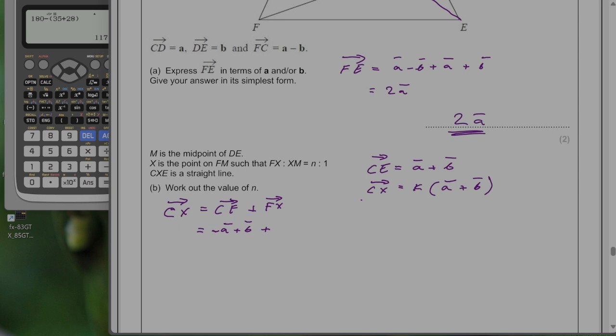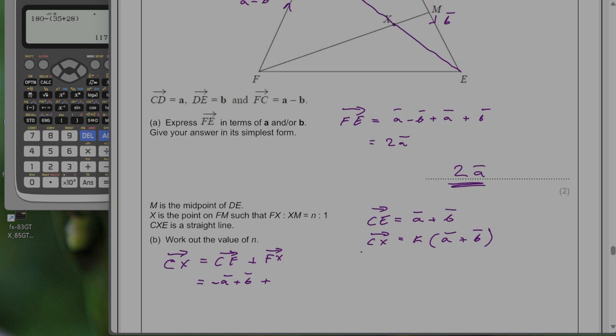And then we've just worked out FE. So FX is going to be equal to a fraction of FE. The fraction is, if I call that n and that 1, n over n plus 1, lots of FM. And FM is going to be, actually, minus a half b, so minus 0.5b.